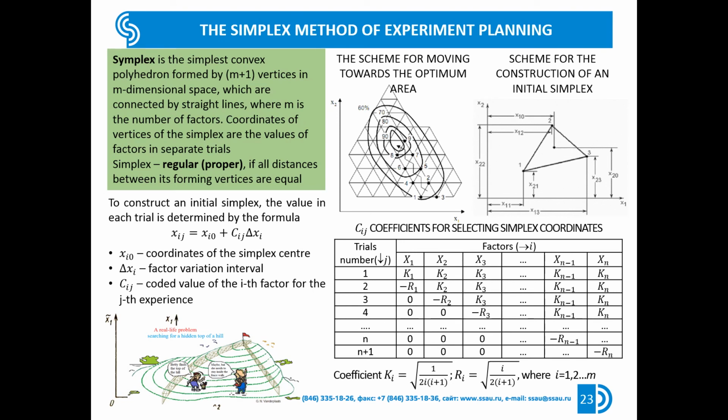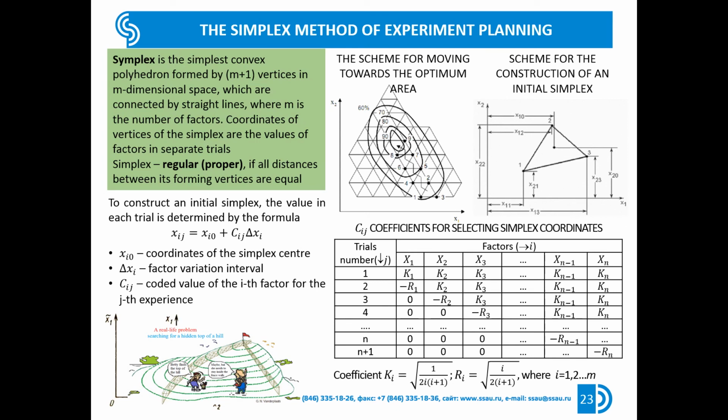After trials 1, 2, and 3, trial 3 is the worst. The next trial is placed at point 4, which forms a new proper simplex with points 1 and 2. The results of trials 1, 2, and 4 are then compared. The worst result is obtained at point 1, so it is replaced in the new simplex by its mirror image, point 5, and so on until the near stationary region is reached.